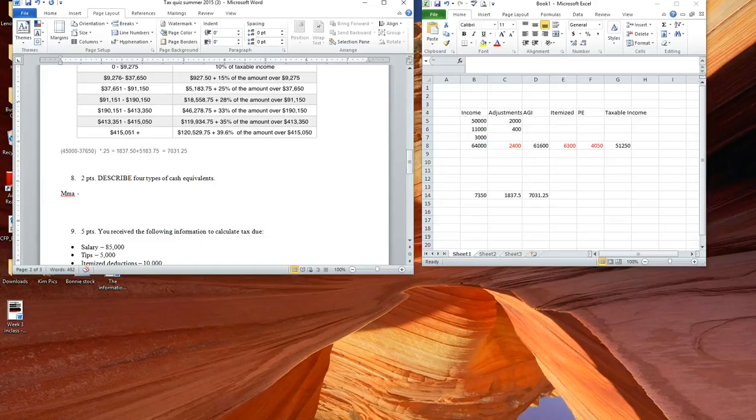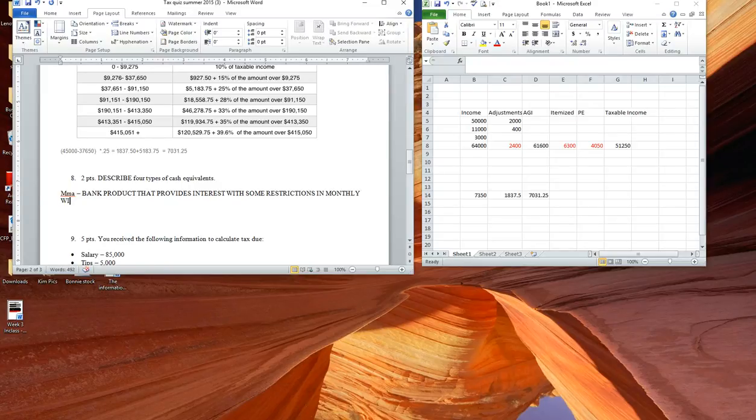And what is it? It's a bank product that provides interest with some restrictions in monthly withdrawals. And minimum balances. Knowing that a money market account is more restrictive than a savings account in that you can only take money out 6 times a month.